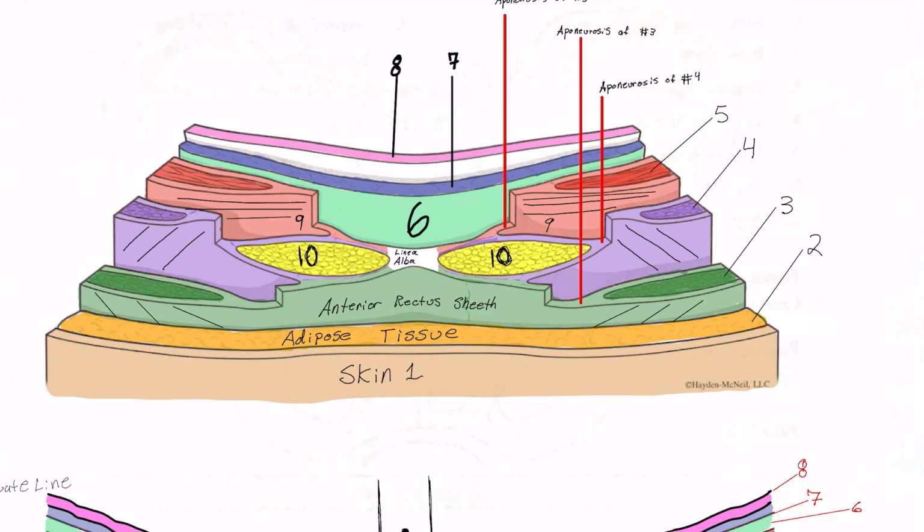Nine is going to represent your superior and inferior epigastric artery and vein, and that is coming up right here behind rectus abdominis, in between your internal oblique and transversus abdominis layers. Ten being rectus abdominis, and right in the middle, that's going to be your linea alba.